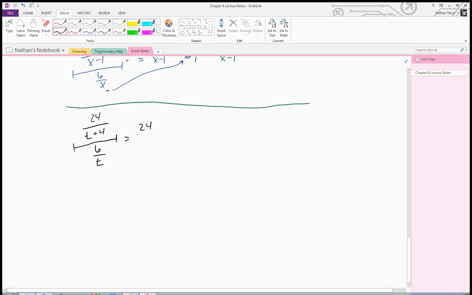So this gives me 24 over t plus 4 times t over 6. Again, the fundamental property tells us that we can reduce these. 24 divided by 6 is 4. 6 divided by 6 is 1. And so we have 4t over t plus 4. Okay, so very simple examples.